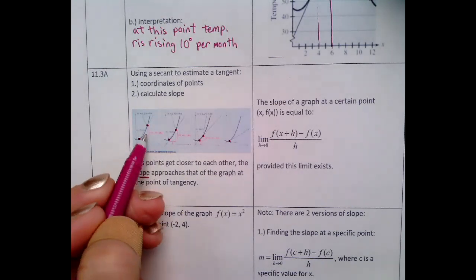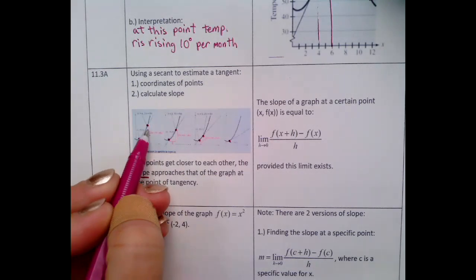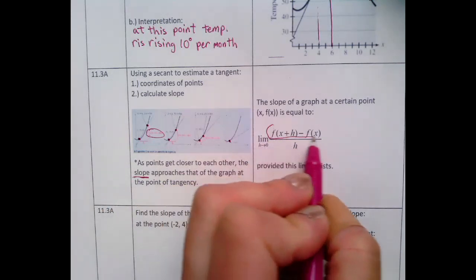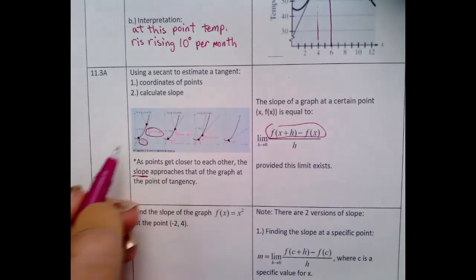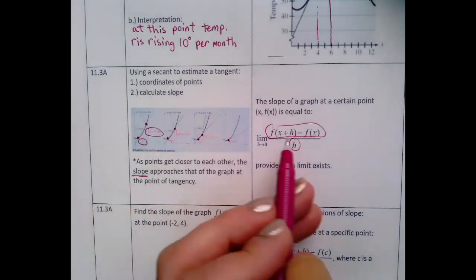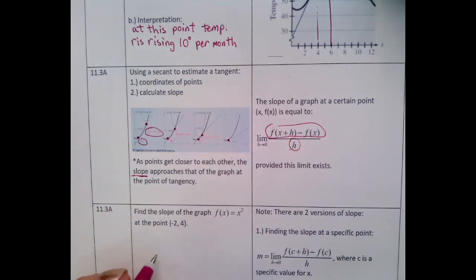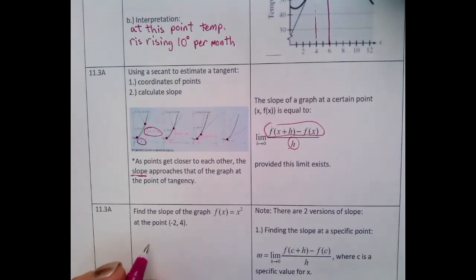The y value for these secant lines is this right here. The x value is equal to h. So really that's our rise over our run. Provided that this limit exists, that is our formula that we're going to wind up using.